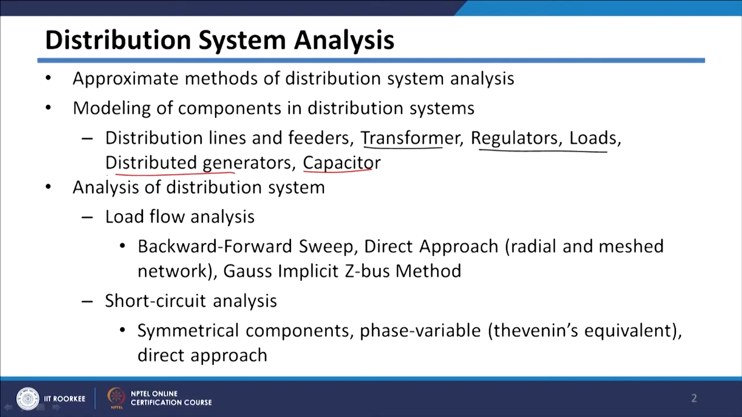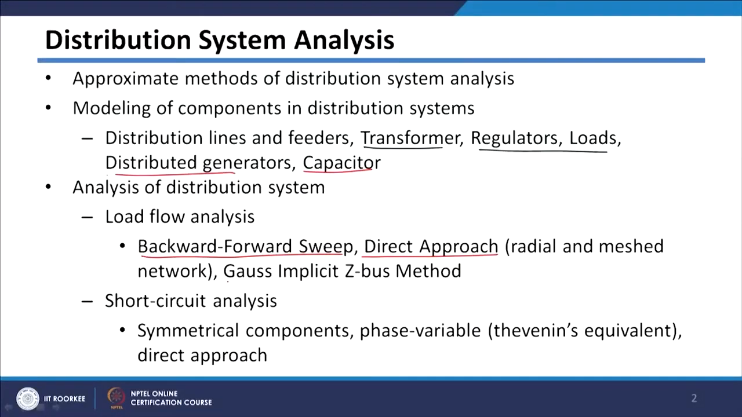So, we have seen detailed modeling of these components of the distribution system, and after that we have gone for analysis of the distribution system. Two types of analysis we have seen: one is load flow analysis and the other is short circuit analysis. In load flow analysis we have seen the backward forward sweep based algorithm. Then we have seen the direct approach for load flow analysis, for radial as well as mesh networks, and finally one more method, the Gauss implicit Z-bus method.